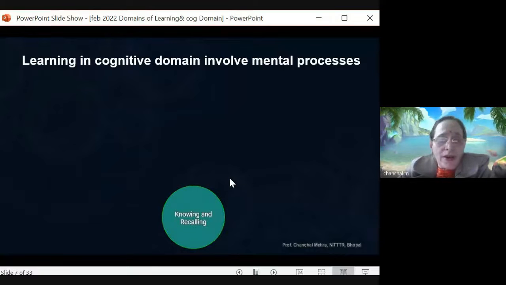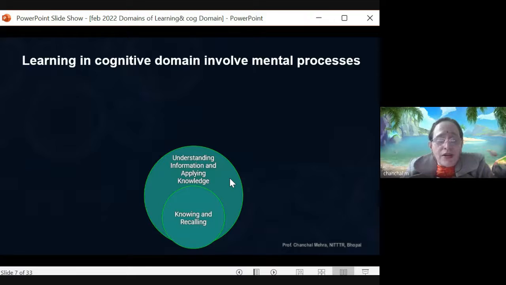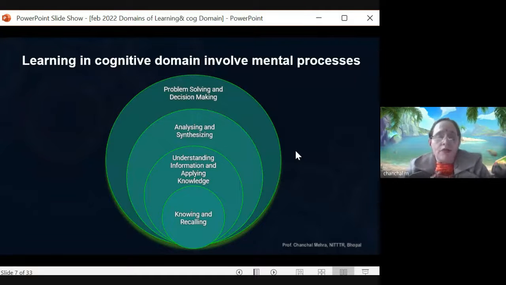Learning in the cognitive domain mainly involves mental processes. Whatever theory part we are teaching, which develops mental activities or intellectual skills in the student, covers different sorts of mental activities. The simplest one is that the student will start knowing things and is able to recall many of them. So the cognitive domain involves mental processes such as knowing and recalling. And once the student is able to know new concepts, new theories, new principles, and recall them at the proper place, the next mental processes required include understanding information and applying the knowledge in a particular situation. This is very much required. Then analyzing, synthesizing, problem solving, and decision making.